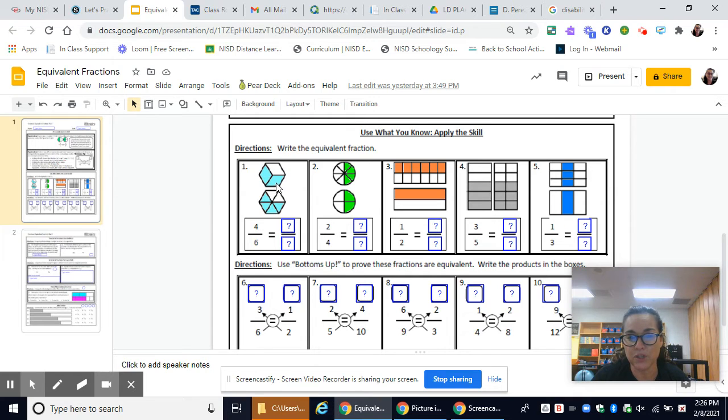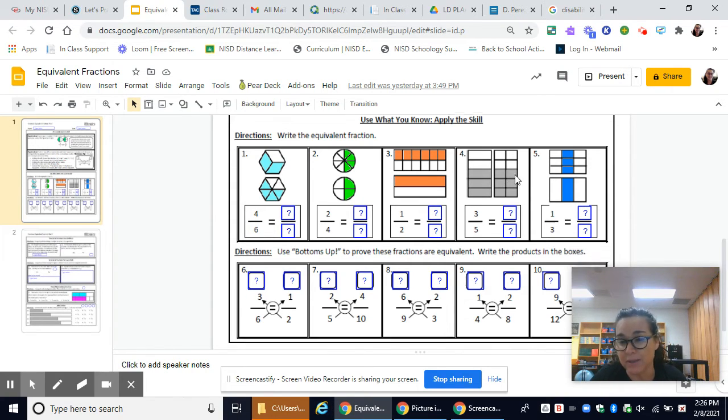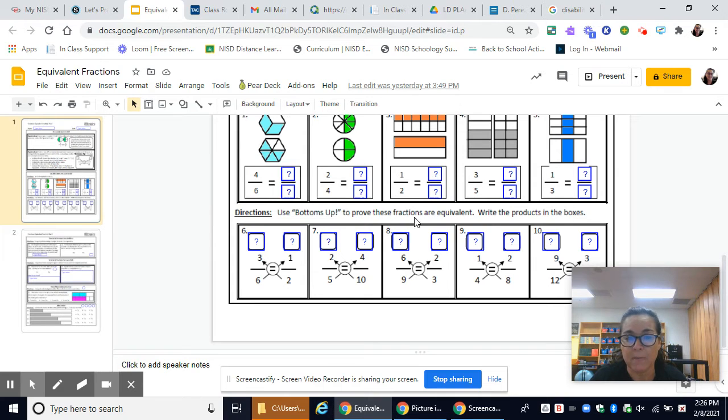So you're going to count what's shaded on top. 2 out of 3. Okay. You're going to do the same. So basically you're looking at the visuals and just counting, okay, to find the equivalent fraction. On the bottom, you're going to use the bottoms up to prove that these fractions are equivalent. So basically what you're going to do is do the multiplication. You're going to use your calculator for this, okay, and see if these are equivalent or not equivalent.